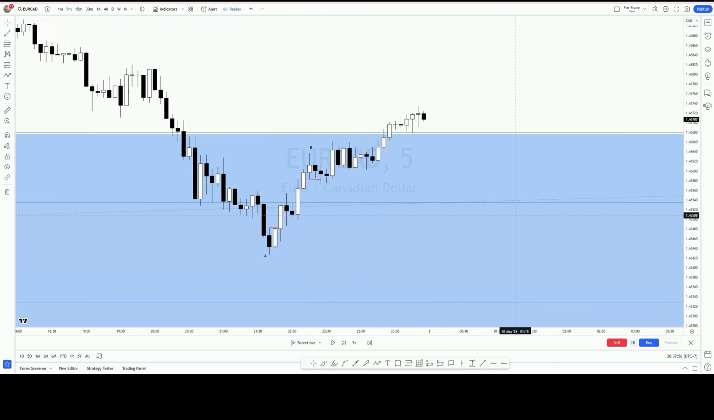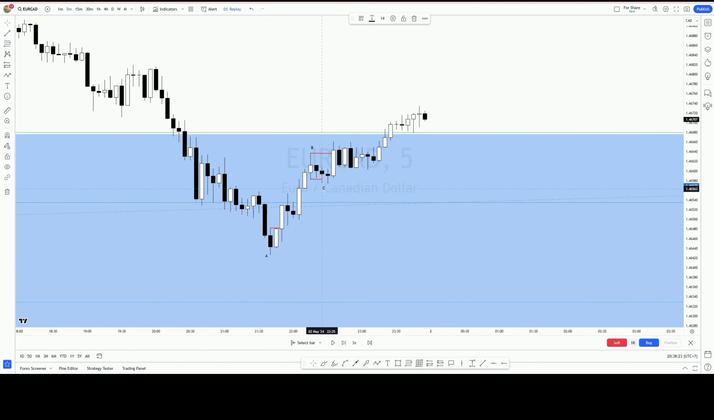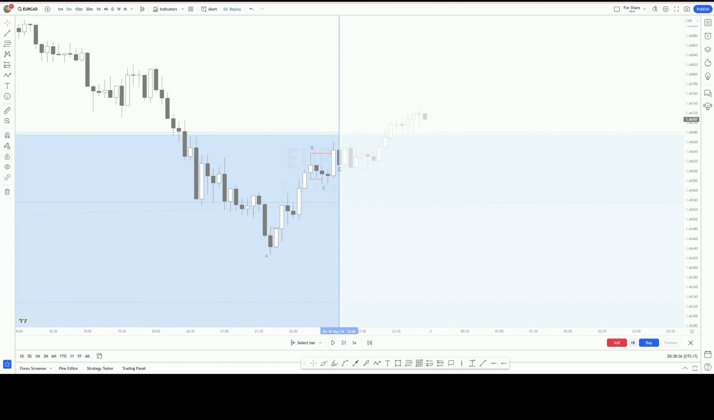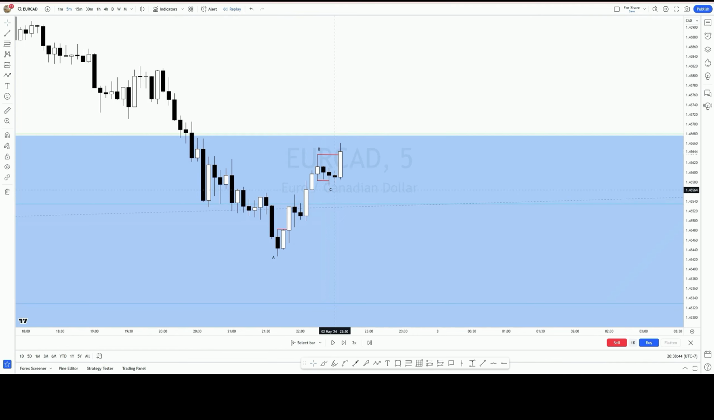A, B. For C, I want B to be broken by candle body. Here, B is broken by candle body, so I have C. Okay, A, B, C. Now I have C confirmed, right? And this is the highest bullish candle. Maybe we can also delete in here just to show the example. I have C confirmed. Now, this candle here is the highest bullish candle.